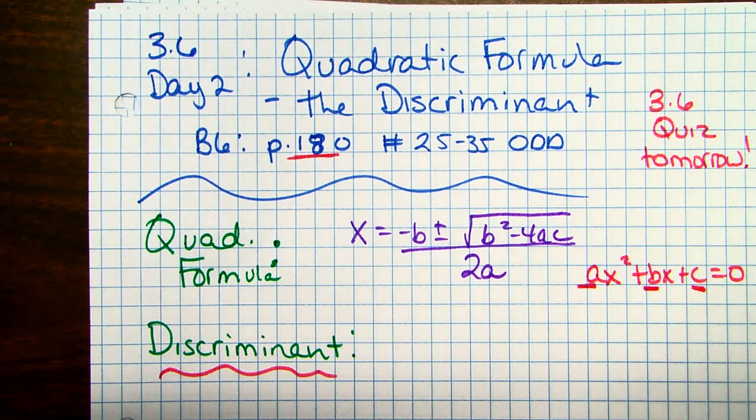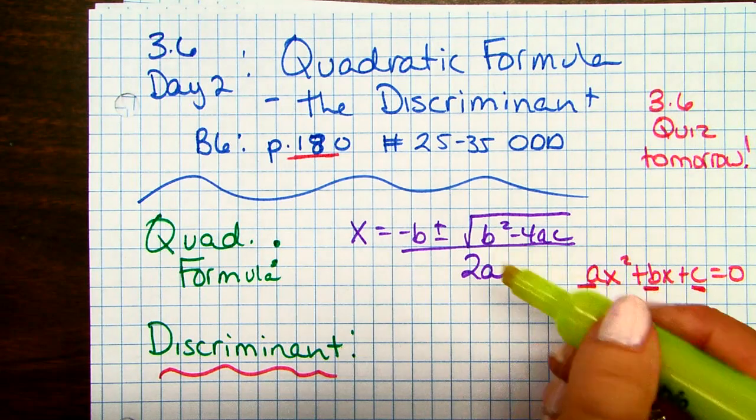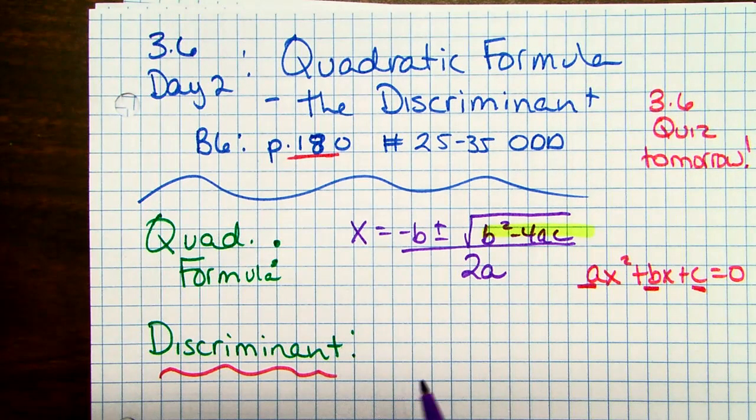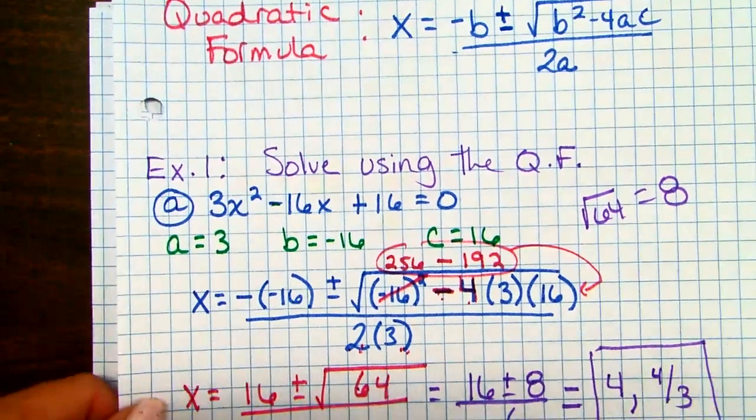Okay. The discriminant is simply this piece of the quadratic formula. It's just, write it, b squared minus 4ac. Did I include the square root? No. So you don't include the square root. So remember how we did quadratic formulas yesterday? I'm going to put some examples up. Remember, we would plug it all in. So I'll put it back up there.